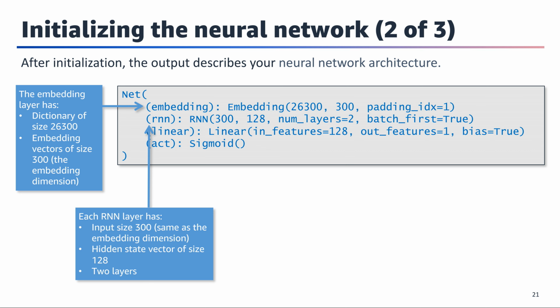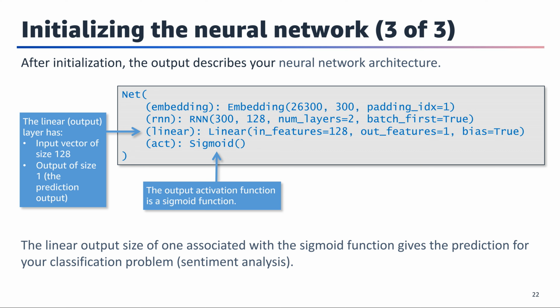After initialization, the output describes the architecture, including the dictionary size, embedding vector size, input size for the RNN layers, hidden state vectors, and number of layers. The linear output layer has an input vector size and an output size. The output activation function is a sigmoid function. The linear output size of one associated with the sigmoid function gives the prediction for your classification problem, sentiment analysis.